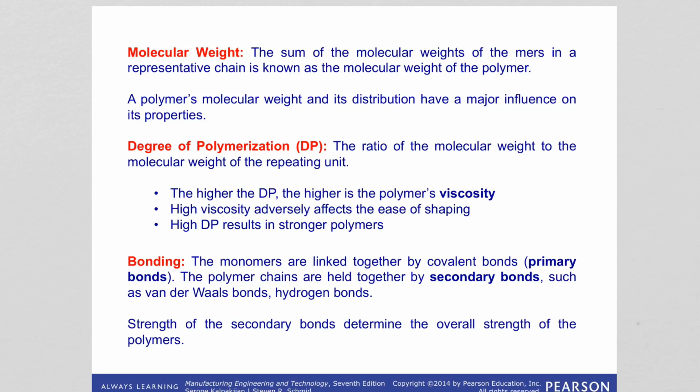The polymer's molecular weight and its distribution have a major influence on its properties. Because there is a variation in the length of each chain in the batch, there is going to be a molecular weight distribution, right? Therefore, another term here is degree of polymerization.